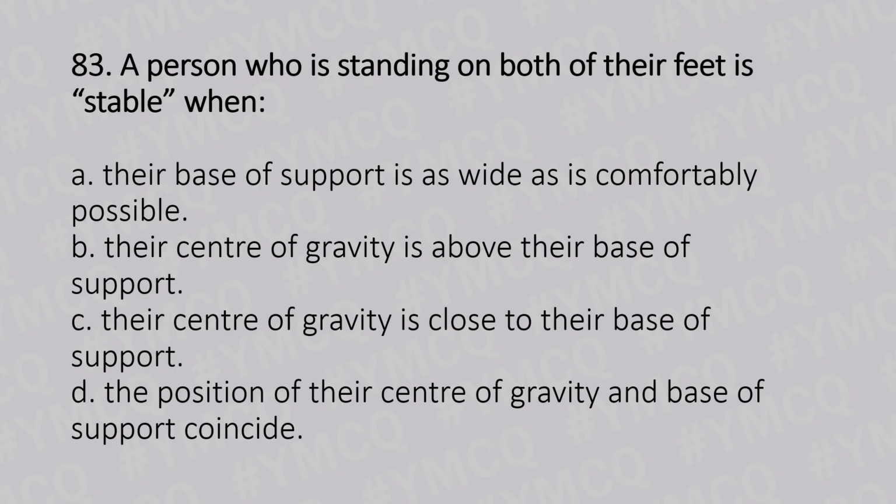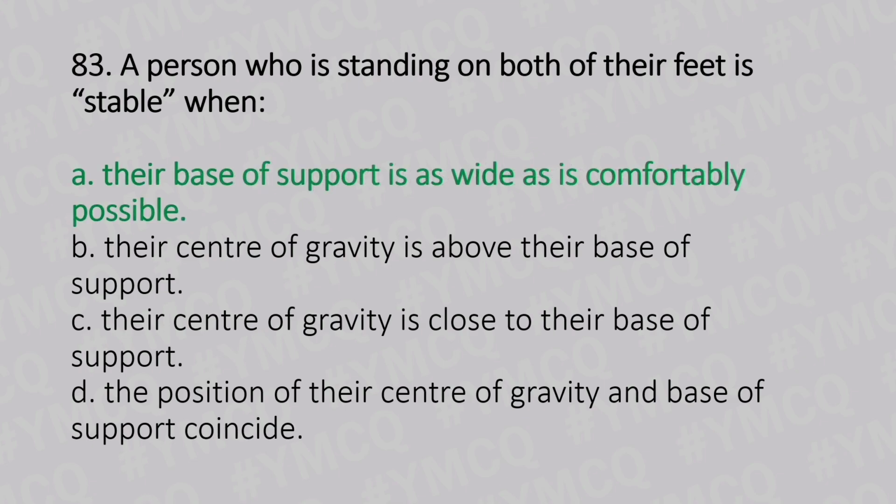Moving to our 83rd question. A person who is standing on both of their feet is stable when: option A, their base of support is as wide as comfortably possible; option B, their center of gravity is above their base of support; option C, their center of gravity is close to their base of support; option D, the position of their center of gravity and base of support coincide. And the answer is option A, their base of support is as wide as comfortably possible.